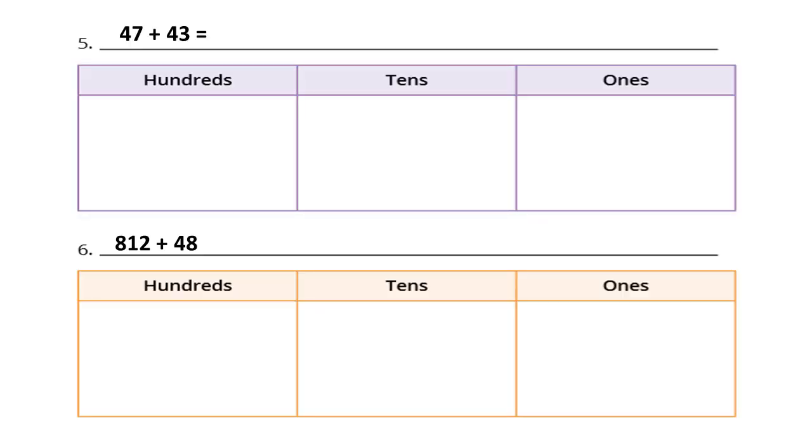Question number 5: 47 plus 43. Question number 6: 812 plus 48. I want you to do these two questions by yourself in the place value mat.